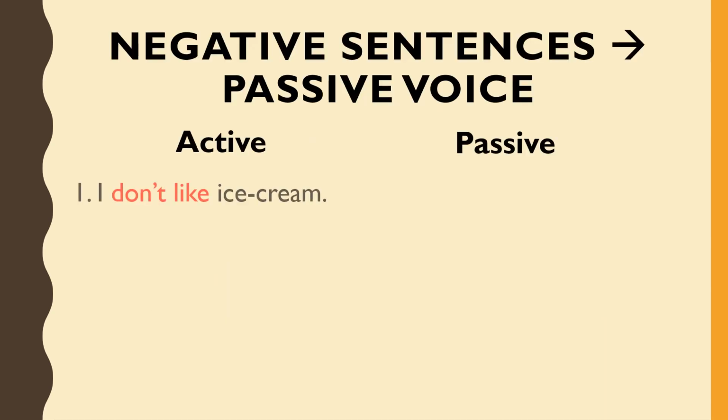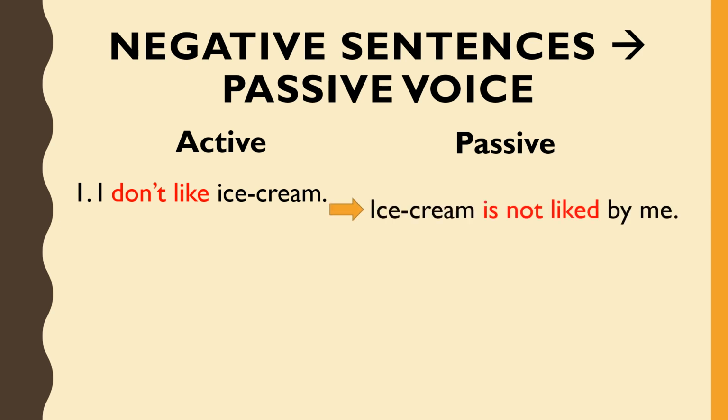Number 1, in an active sentence, I don't like ice cream. When we change this to a passive sentence, we think of the 3 steps. First, what is the tense? It's present tense, right? Then we refer this to the triangle. It should be is, am, are plus PP. Then don't forget the third step, which is put not right after the first word, which is. So the passive sentence would be, ice cream is not liked by me.